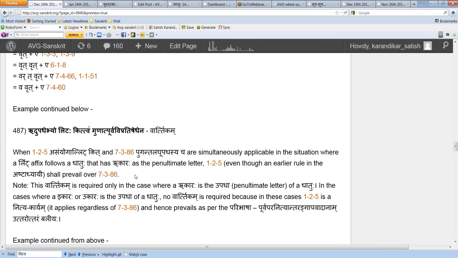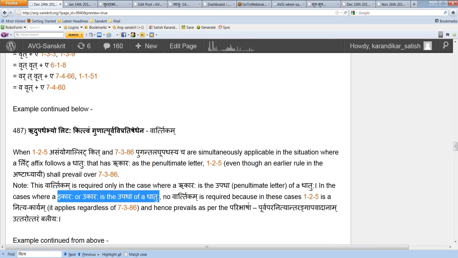Why only Rudupadebhyo? What about if the Upadha is Ikara or Ukara? What happens there? We don't need the Vartikam at that time? Do we need the Vartikam only when the Upadha is Rukara? Why is that? Because I put the note over here: this Vartikam is required only in the case of Rukara as Upadha. In the case where Ikara or Ukara is the Upadha, there is no Vartikam required.